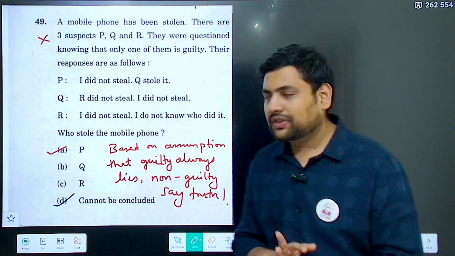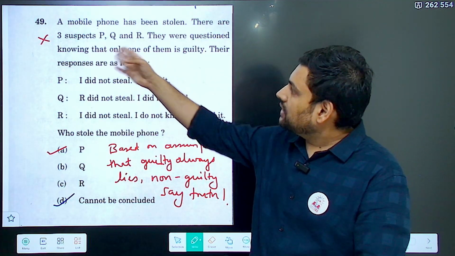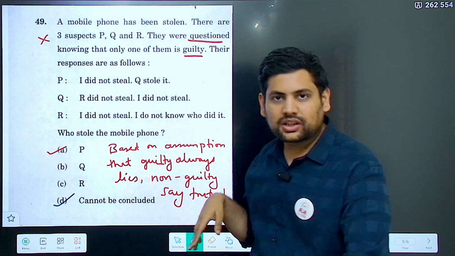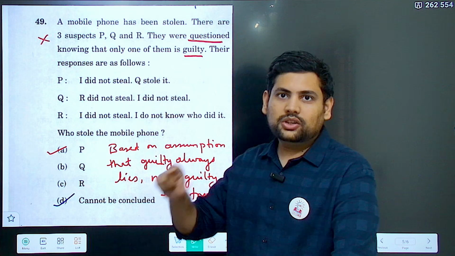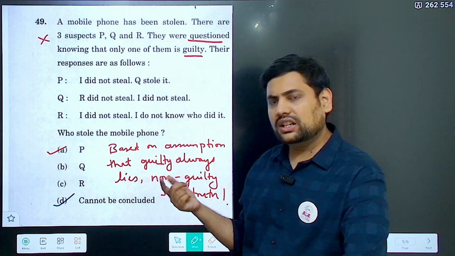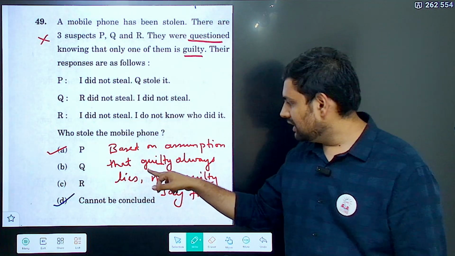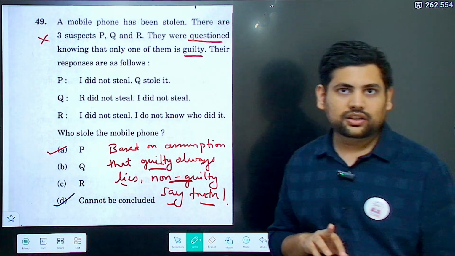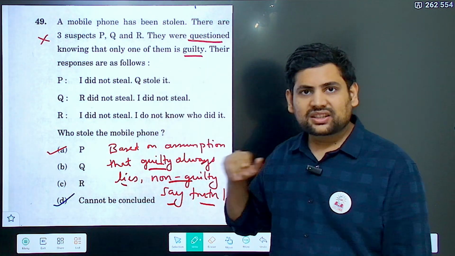Now here, this question again, same thing. Basically here they are telling that only one of them is guilty and all three of them are questioned. Now it does not say specifically, in a line that is usually written in questions like these, that a person who is guilty will always lie and who is non-guilty will always say the truth. If you don't have this assumption, now you cannot guess.